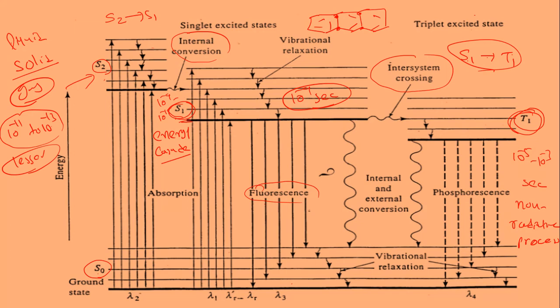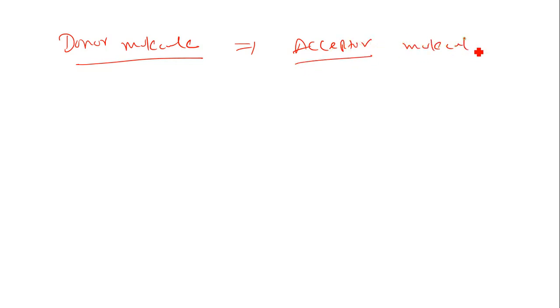Fortunately, the triplet state can be populated by the use of a donor molecule. What is a donor molecule? A donor atom or donor molecule is one which can donate electrons. This donor molecule transfers a large amount of energy to the acceptor molecules. You should remember this: the difference is that the donor gives the electron, while the acceptor accepts the electron. So that is the donor molecule and this is the acceptor molecule.